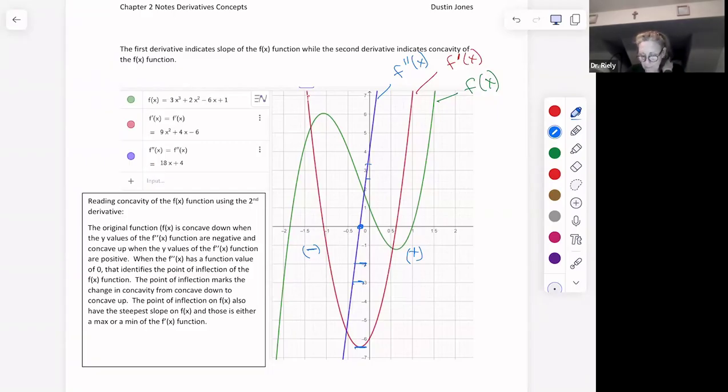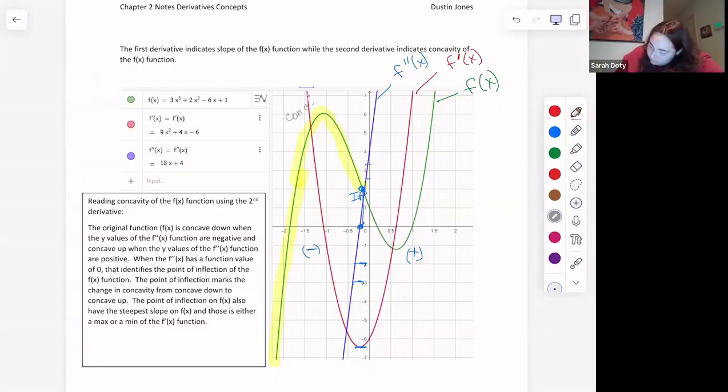Okay, concavity. So concavity changes at the inflection point. So clearly, right here is going to be our inflection point, right? So if I go straight up, here's my inflection point. On the left side, let me use my little highlighter, here to here, the function is concave down. So we are concave down in the yellow.